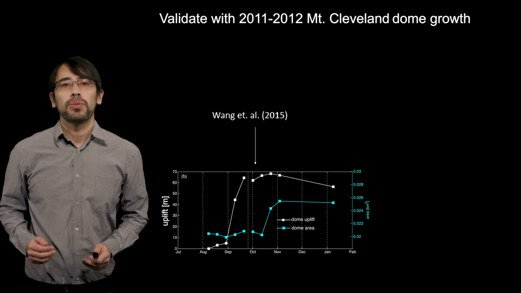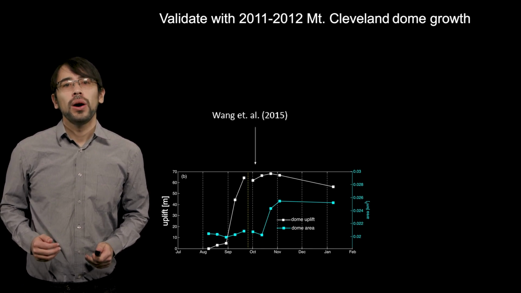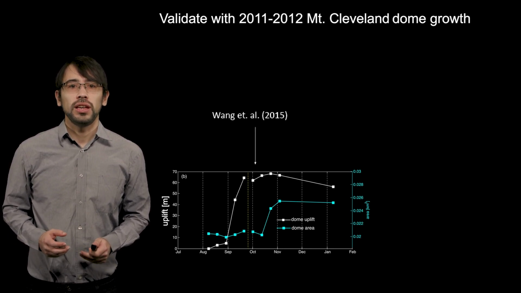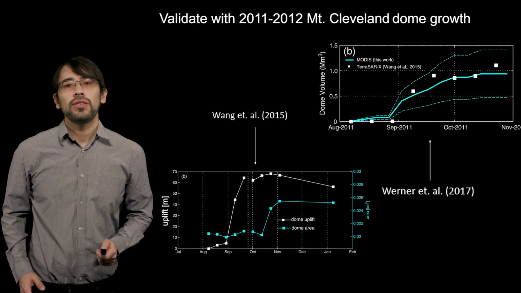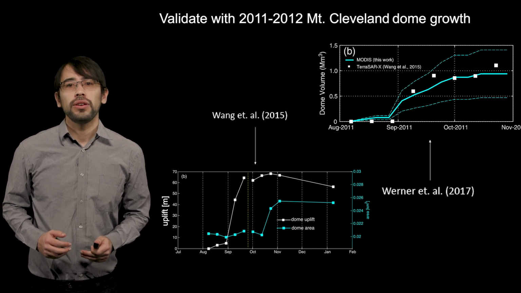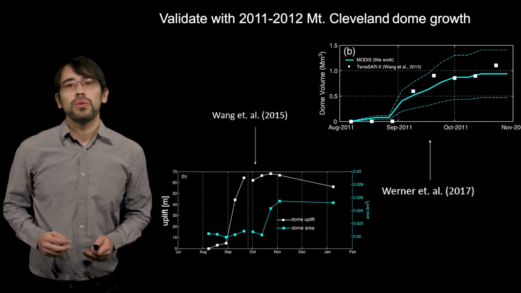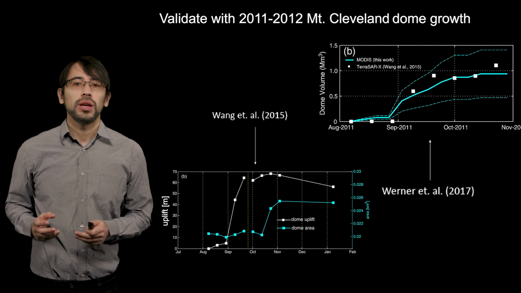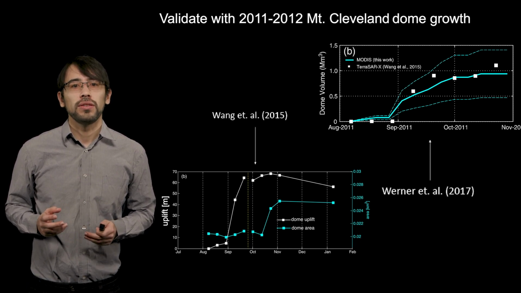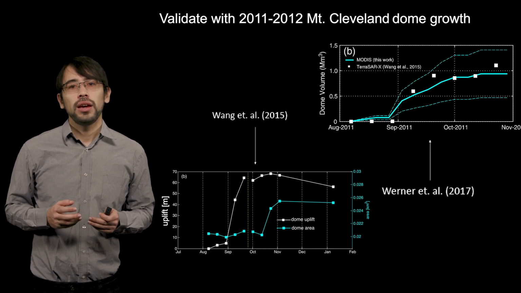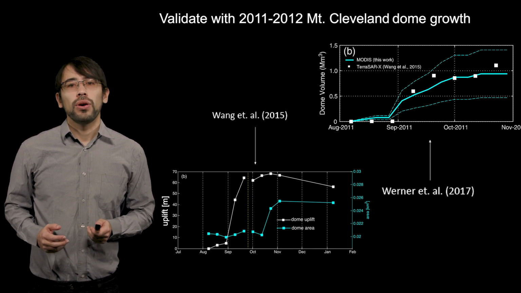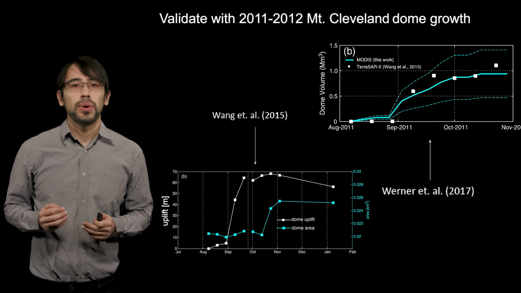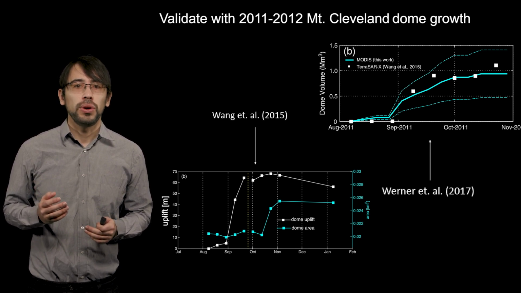The first study was performed by Wang and others in 2015, where they used radar images to track changes in elevation due to a dome growth and also changes in the area for that dome. The second study was performed by Werner and others in 2017, and this was done using thermal data. So in Mount Cleveland, they were able to track dome growth in 2011 using two different data sets, one composed of radar images and the other composed of thermal data. So if our method works, we should be able to get similar results. The plots in both cases show the increase in elevation through time.